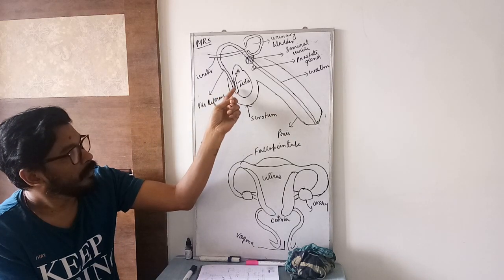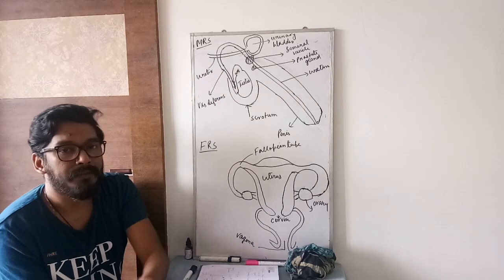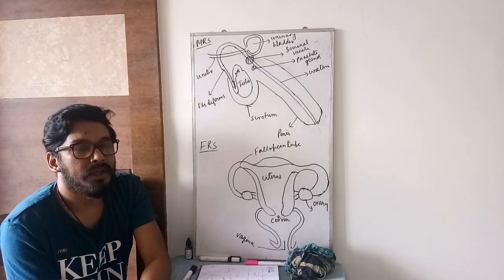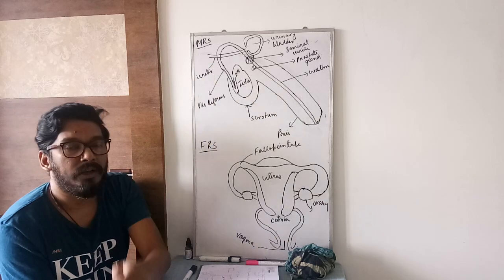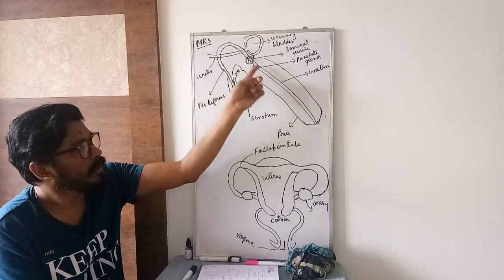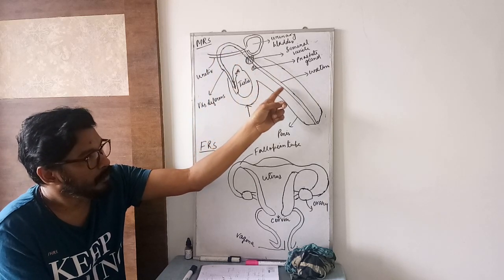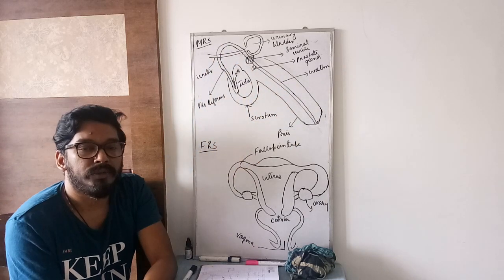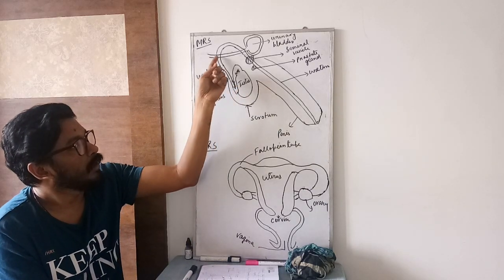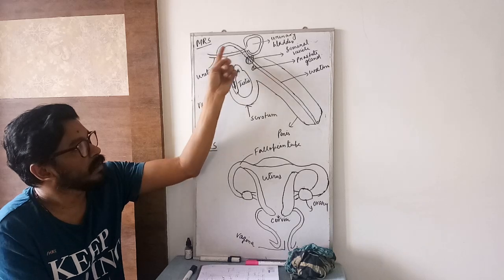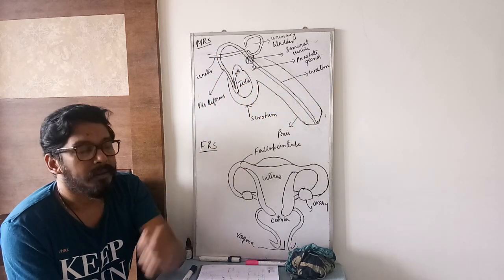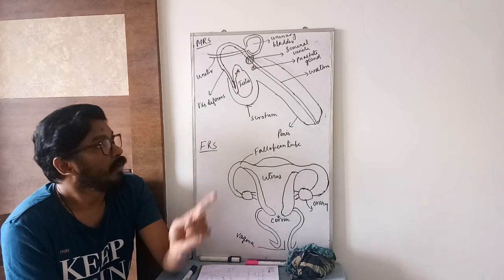So the tube, that means the duct through which sperm moves, is called vas deferens. Vas deferens is the path along which the sperm moves, and ultimately the sperm moves through the urethra and comes out through the penis. I repeat again, the sperm moves through the duct vas deferens and ultimately comes out through the urethra by the penis.